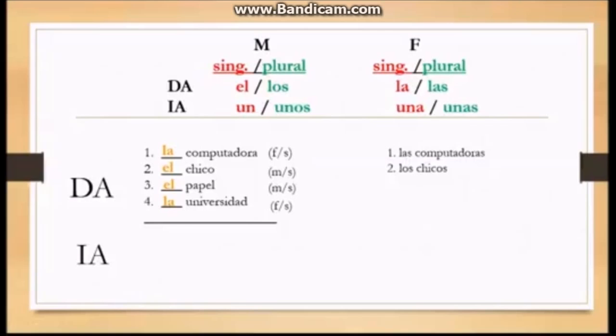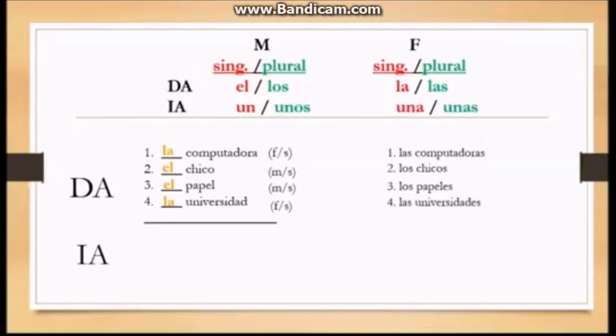Number 3 is papel. We know it's el papel. El lets us know that it is masculine and singular. El has to become los because that's the masculine plural version. Papel becomes papeles because it ends in L. L is a consonant, so we add es to the end to make it plural.